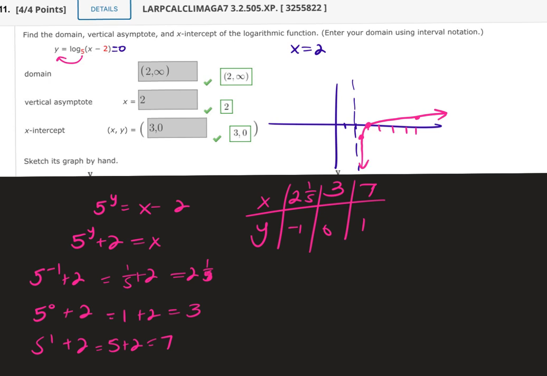So it was multiple choice, but obviously you needed to draw it so that you know which one to pick. My vertical asymptote, I already got: x equals 2. My x-intercept is 3, 0. And the domain goes from 2 to positive infinity, with a parentheses on the 2 because it starts at the asymptote but then moves right.